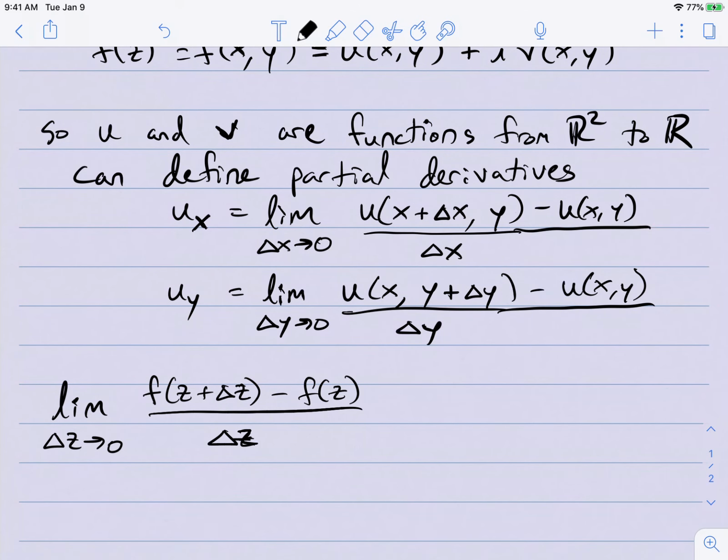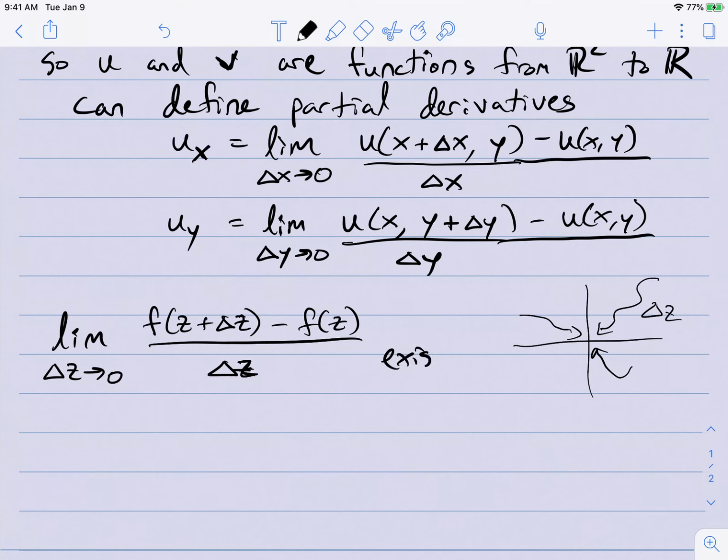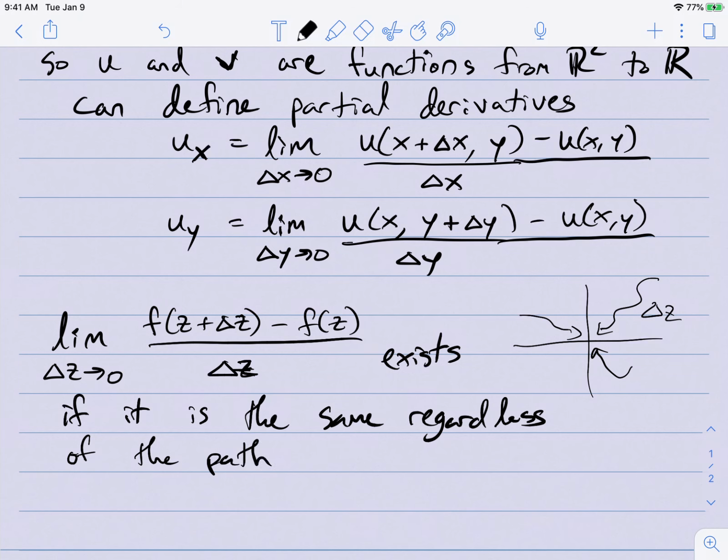The thing to remember, which we've talked about a lot at this point, is that in order for this derivative to be defined, which means in order for this limit to exist, it has to be independent of whatever path we choose for delta z to go to 0. Delta z is a complex number, and there are many ways in which it can approach 0, along lots of different paths. And so this limit exists if it is the same regardless of the path delta z takes as it approaches 0.